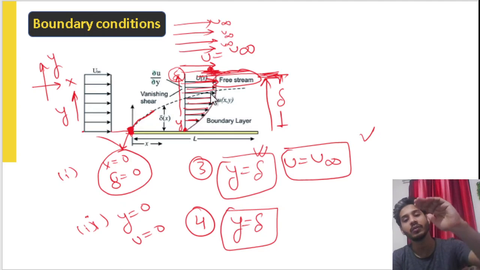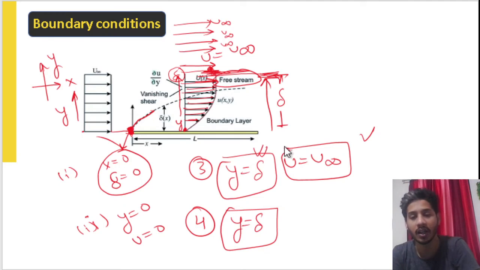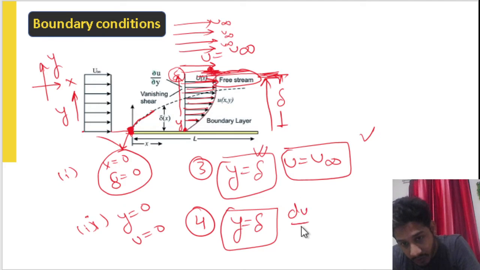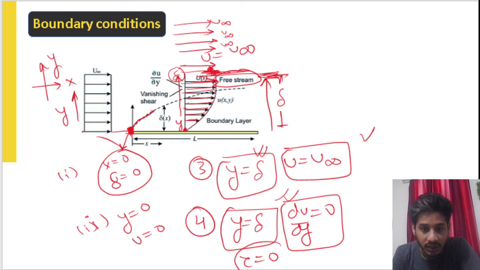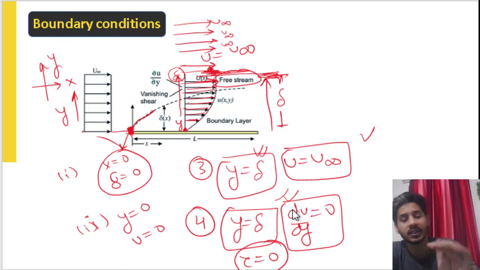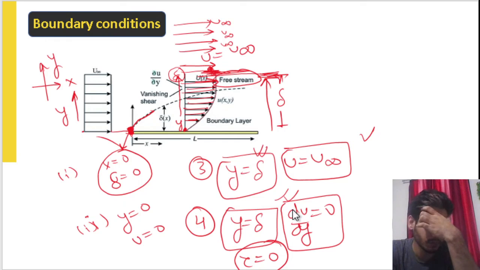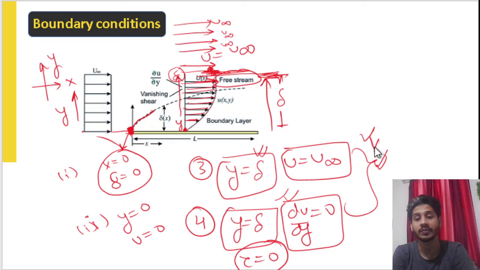As I already told you, we have reached outside the boundary layer, and in that case du by dy, the change in velocity with respect to this distance, is 0. And you can also consider shear stress is also 0. The fluid outside the boundary layer has no velocity gradient, and there are no shear stresses acting outside the boundary layer. I hope this is clear. These are 4 conditions, very important, and these 2 conditions are most important.